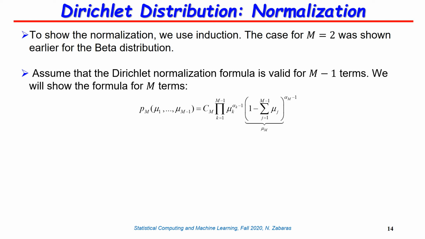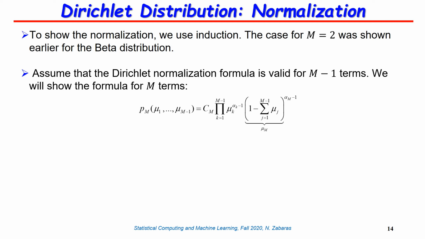So the calculation we're going to do is try to prove that the distribution is normalized in m dimensions if it is normalized in m minus 1 dimensions. So this is the distribution in m dimensions, but remember the trick I did here: I got rid of the dependent term. I wrote mu subscript m as 1 minus all the previous mu's. So you write this equation for the distribution with m terms.